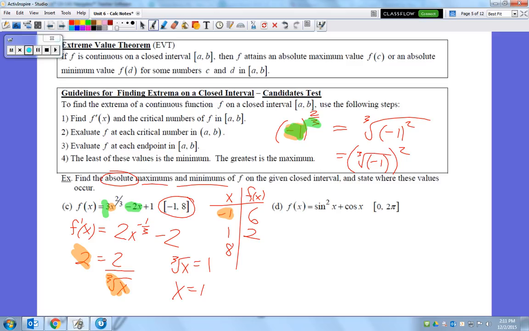What's the cube root of 8? 2. Square it. 4 times 3, 12 minus 16. Negative 4 plus 1, negative 3. Look how fast you're doing that, and I want you to be doing it that fast without a calculator, okay? All right, what's the absolute max? 6 occurring at x is equal to negative 1. Absolute min, negative 3 occurring at x is equal to 8. Easy, right? I told you this was easy. You'll see there's more stuff being added to it soon.